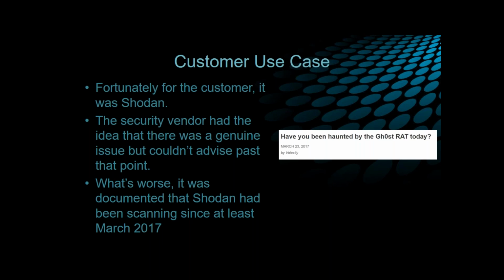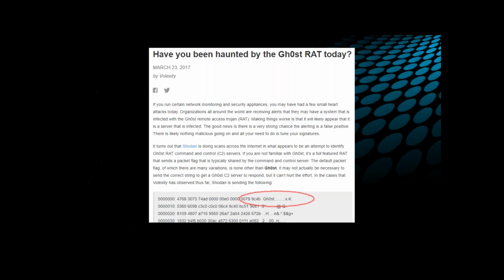So we actually found that Shodan had been scanning the internet for instances of Ghost RAT since at least March in 2017. This is the article that talks about Ghost RAT and Shodan doing those scans. And down the bottom, I've actually circled in red an example of the Ghost RAT payload. And this is how Ghost RAT is detected.